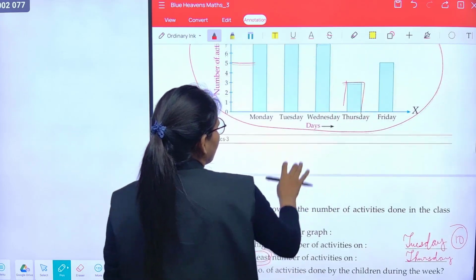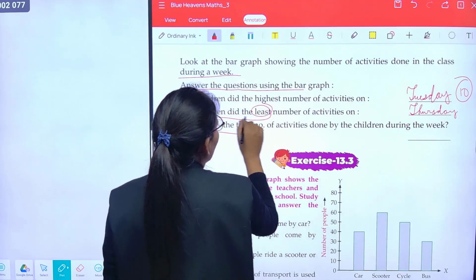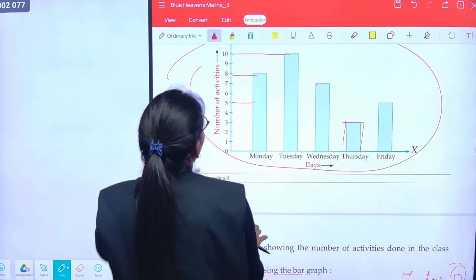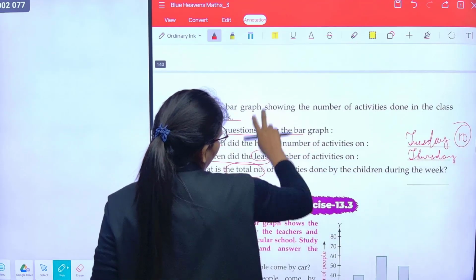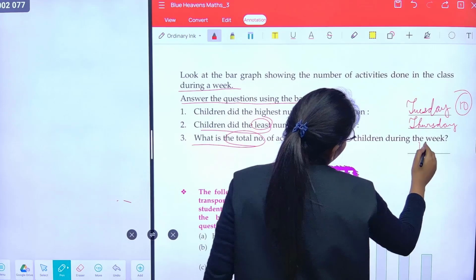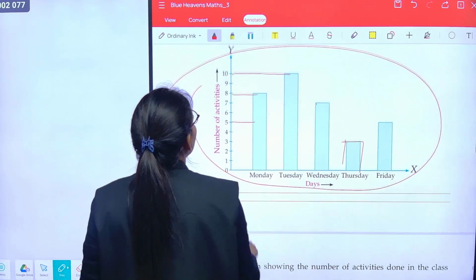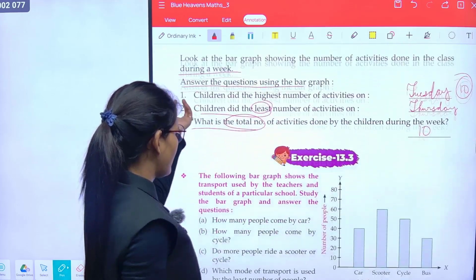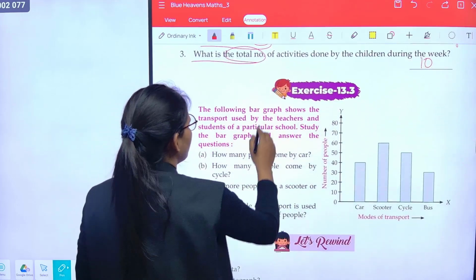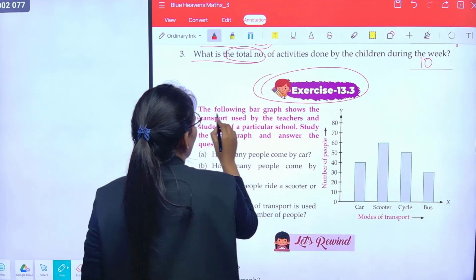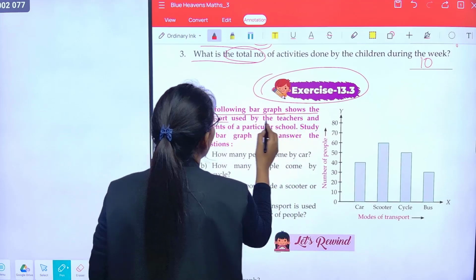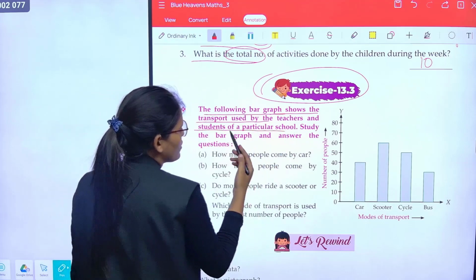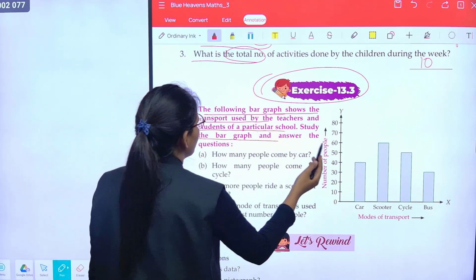Understand? Now, what is the total number of activities done by the children during the week? Total activities done, 10. Understand, class? Come to exercise 3.3. Now, students, the following bar graph shows the transport used by the teachers and the students of a particular school. Study the bar graph and answer the questions.